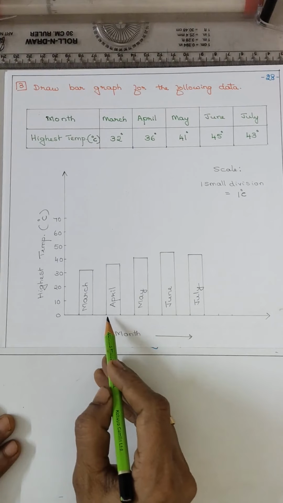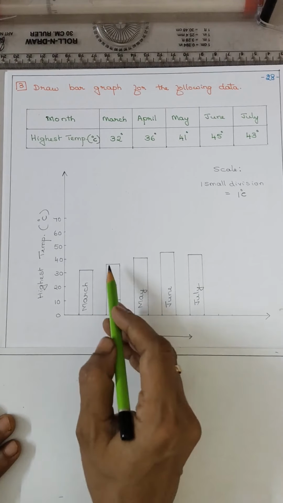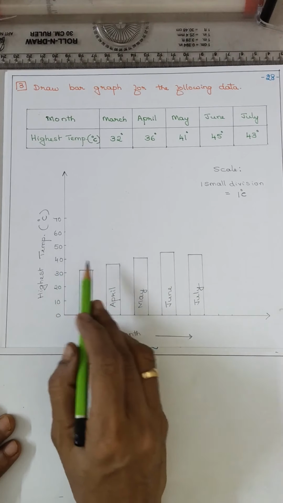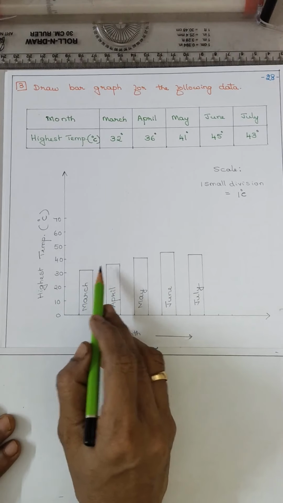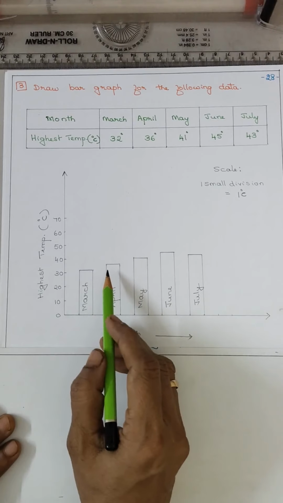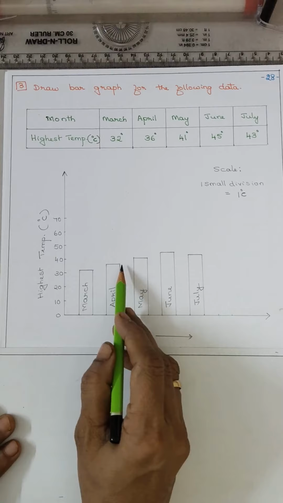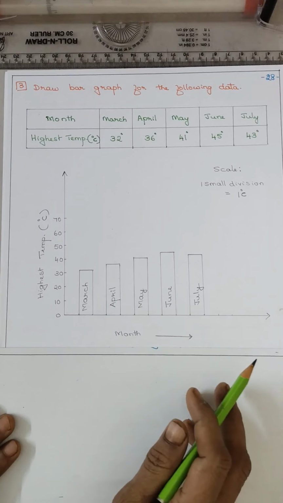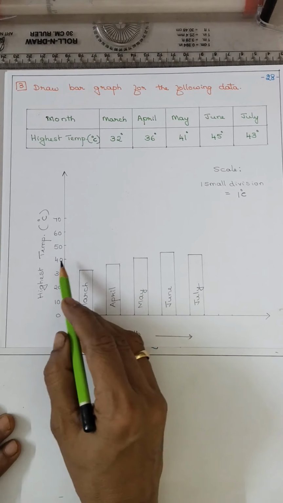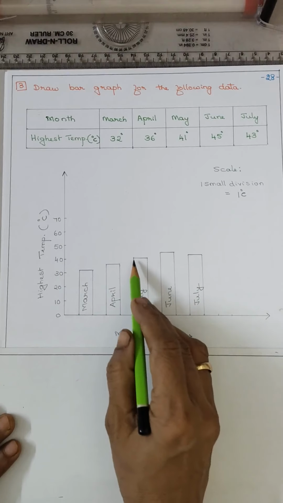Leave 1 centimeter gap again. April 36. So 35 तक जाने का. 35 कहाँ आएगा? 30 और 40 के बीच का जो slightly darken one, और उससे एक step आगे, एक division ऊपर. So 36 तक लेके जाओ, फिर sleeping line, फिर standing line. Then write April. Now May 41. 40 से एक small division ज्यादा उधर तक लेकर जाने का.